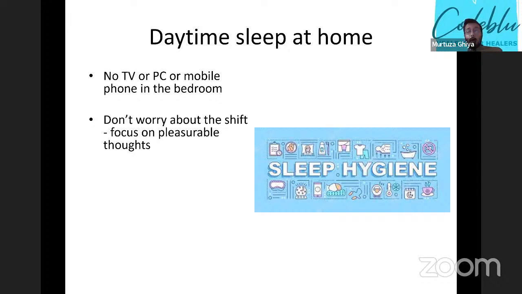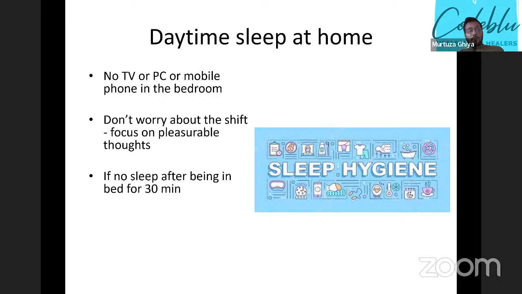Try to avoid worrying about what happened during the day or during the night shift, and keep your focus on pleasurable thoughts. I sometimes tend to think of my Scotland holiday, which was absolutely fantastic. The moment I think of that, I'm already smiling to myself. Of course, some days I read a novel to sleep. I pick up a light, fun novel, which helps me fall asleep.